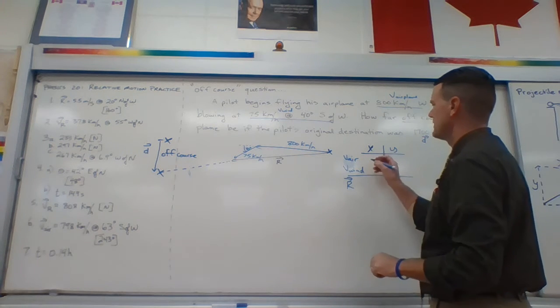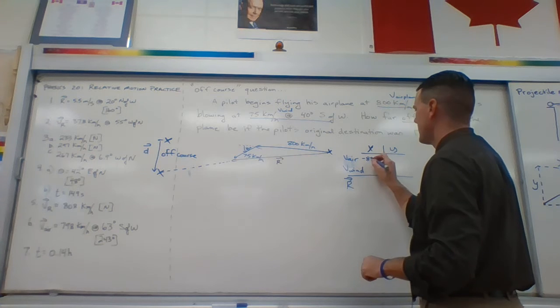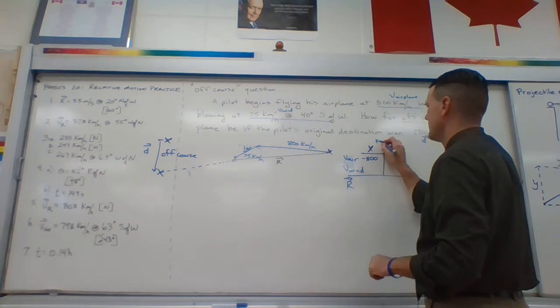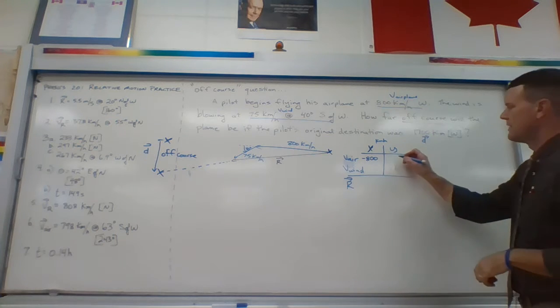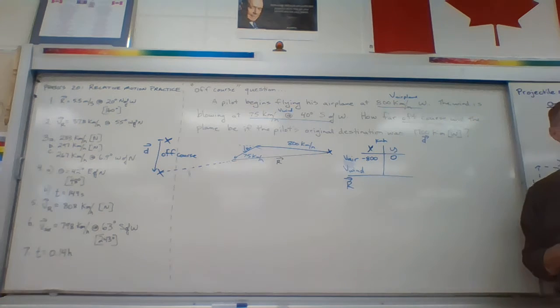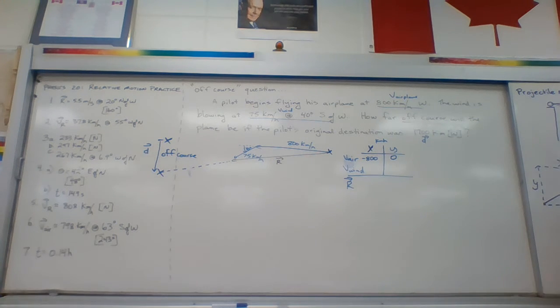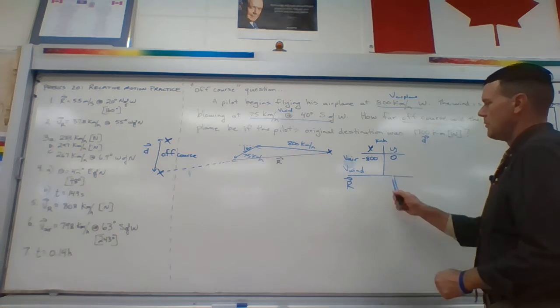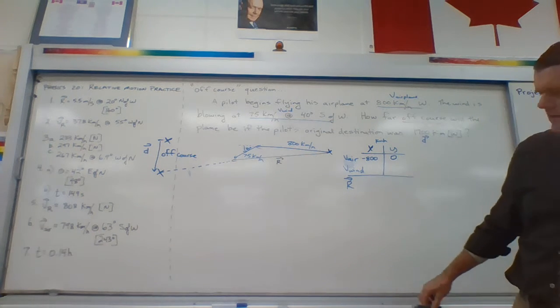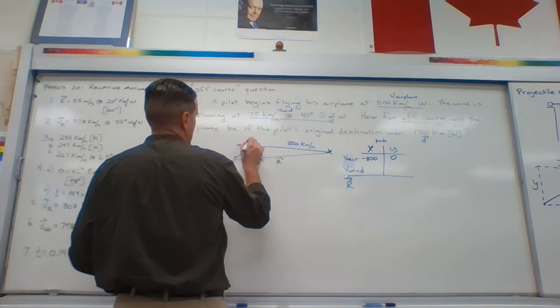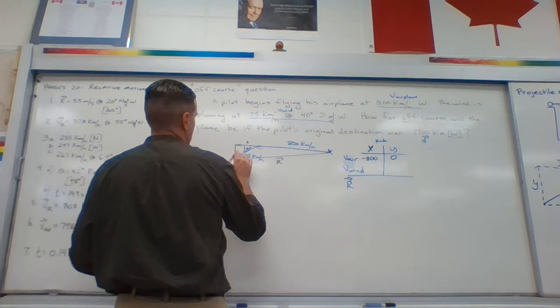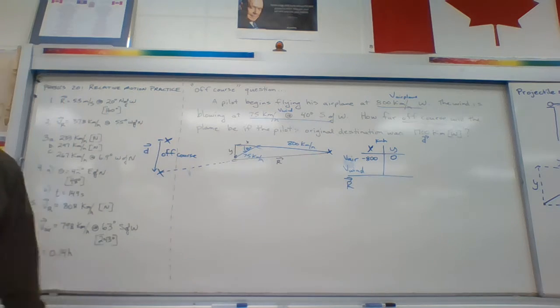His x component should be a negative 800 kilometers per hour, because he's trying to fly straight west. And of course, he doesn't want a y component because he's just trying to fly straight west. So that would take care of the airplane. Now the wind definitely has an x and y component, so let's actually find that. The wind's x value would be like this, and the wind's y value would be like that.